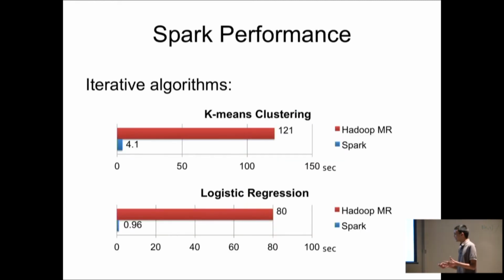So before we dig into the details, how useful is Spark? Why should we even bother about it? These are some numbers from the research papers published on Spark. And it shows that for applications which are iterative, like k-means clustering or logistic regression, you get almost 2 orders of magnitude improvement, right? Compared to what Hadoop MapReduce was doing.